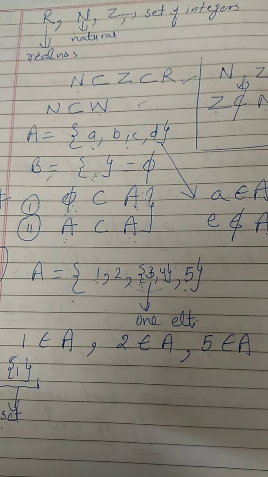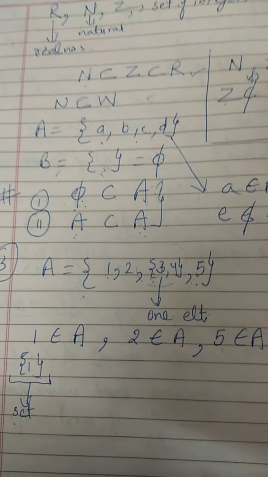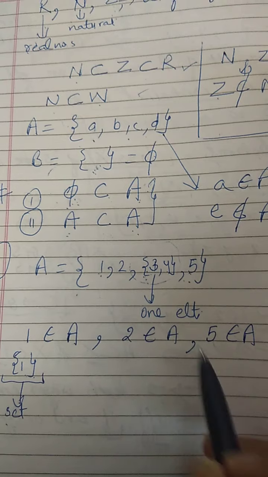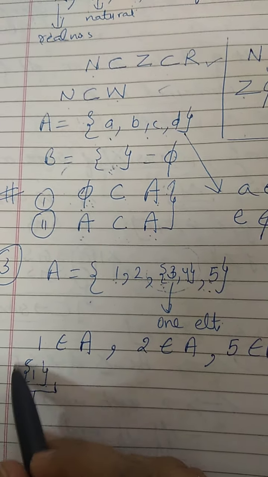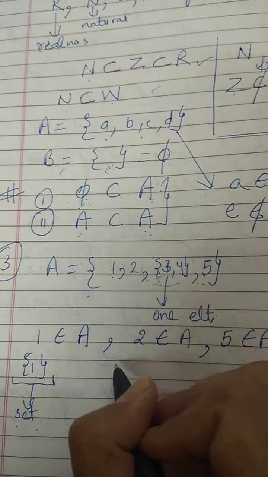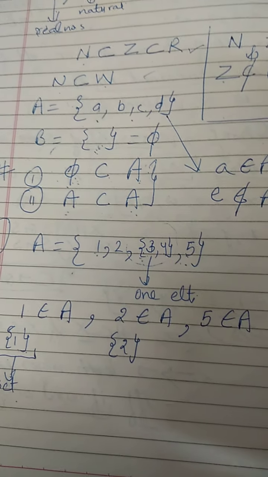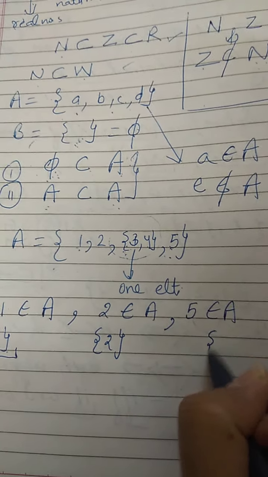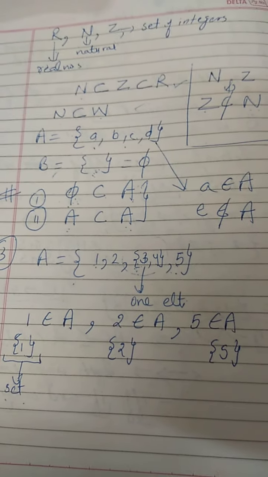What is a singleton set? A set containing one element will be called a singleton set, right? But what I want to explain here is, when I write down the element within curly braces, it is no longer an element, it has become a set. Similarly, when I write down this 2 within curly braces, it also has become a set, and when I write down this 5 within curly braces, it has become a set.